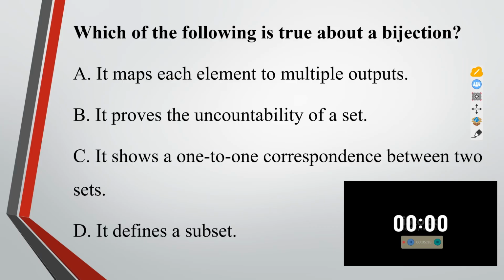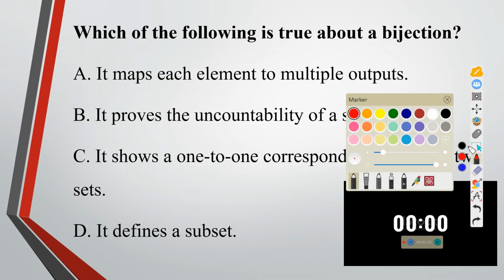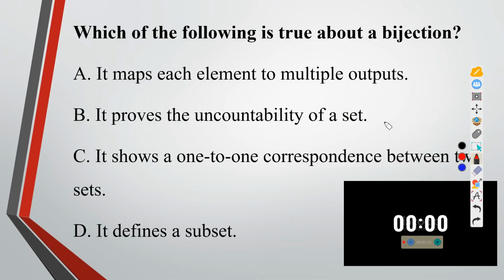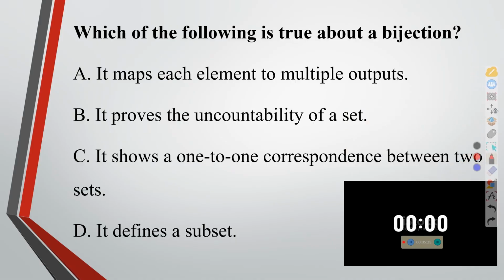We look at this: which of the following is true about a bijection? For the different questions we have looked at, it should be easy now to see what a bijection is. A bijection is simply that which shows a one-to-one correspondence between two sets. For the different questions we have seen, this should be easy to note. So that is about a bijection. Okay, after that, we shall look at the next question.